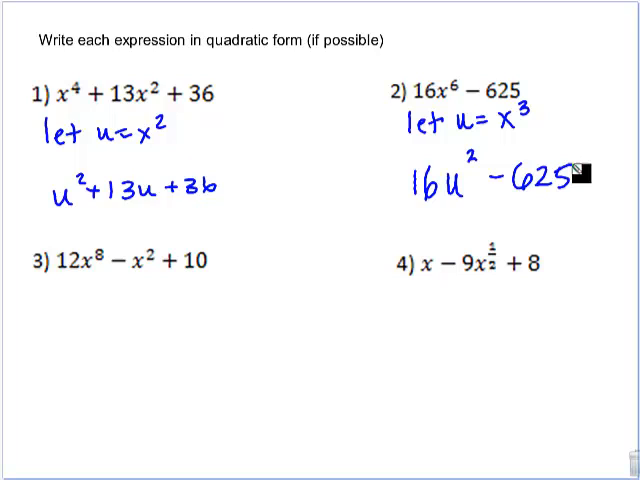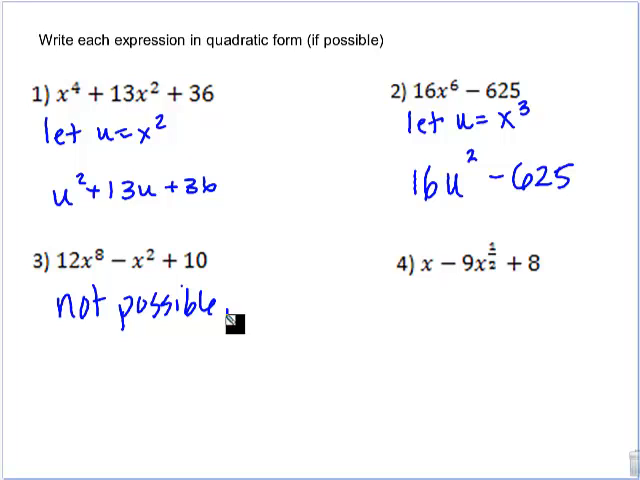All right, number 3, 12x to the 8th minus x squared plus 10. Yeah, u would have to be x to the 4th. Is that what our middle term is? Right now, what's our middle term? So is this one possible? No, this one is not possible. Because in order for our first term there to be a quadratic, u would have to be x to the 4th, and that's not what our middle term is.